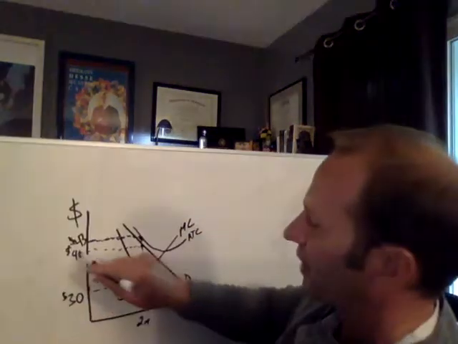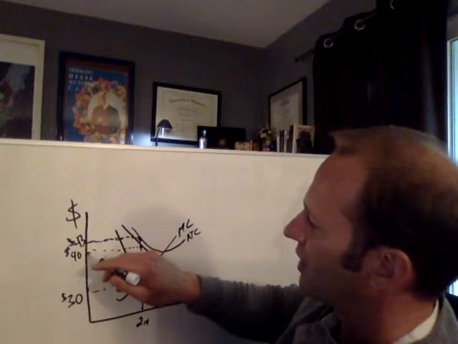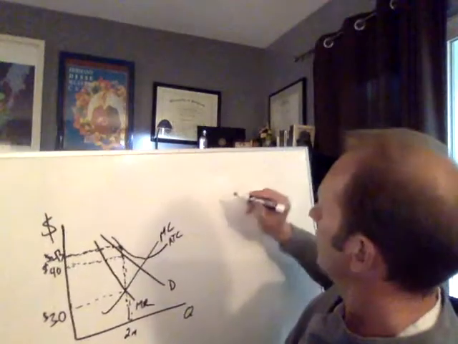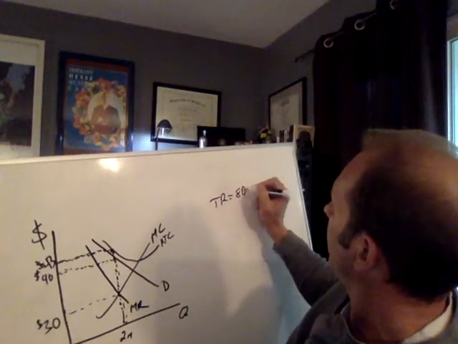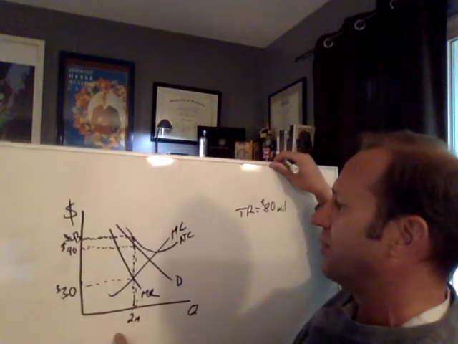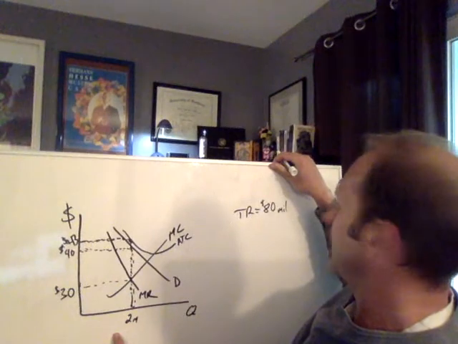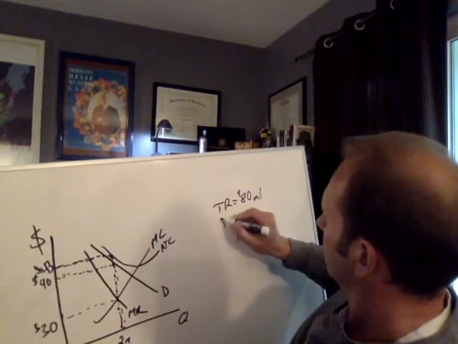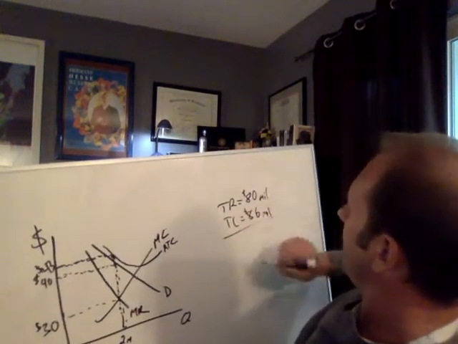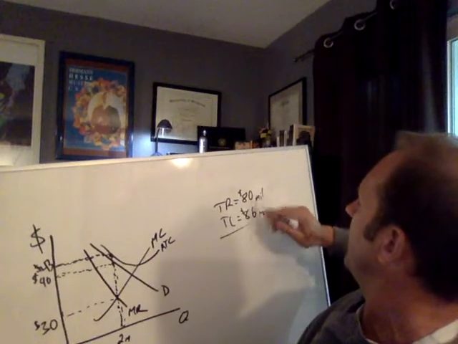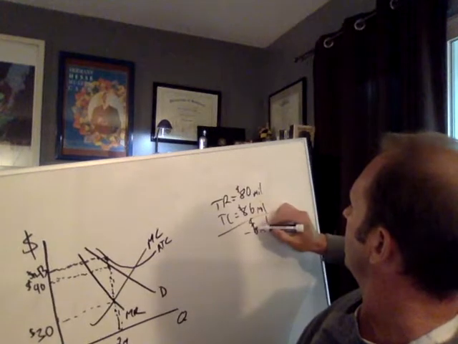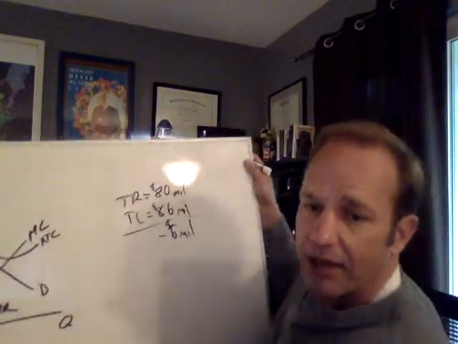Their total revenue is price times quantity. So that's 40 times 2 million. That's 80 million. Okay, so total revenue is 80 million. Let me write that down while I have it in my head. And total cost is 43 times 2 million, so that would be 86 million. So what's profit? Total revenue minus total cost is always profit. 80 minus 86 is negative 6 million. So that's how they're doing.